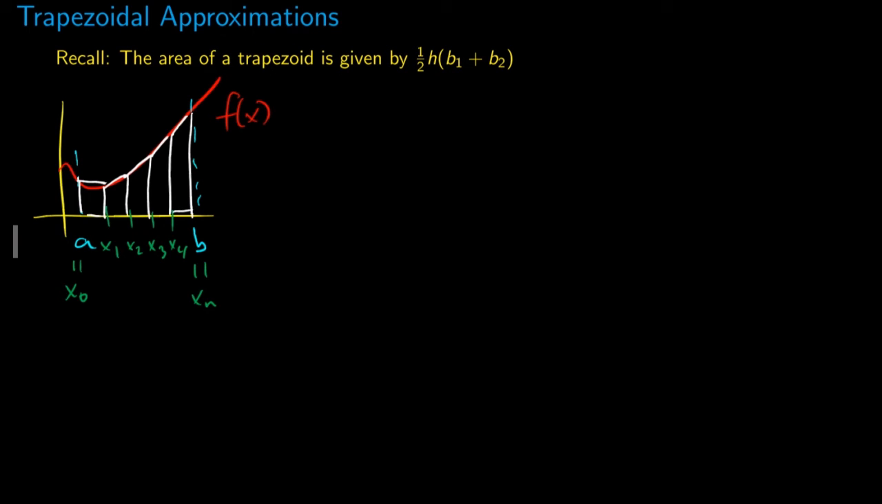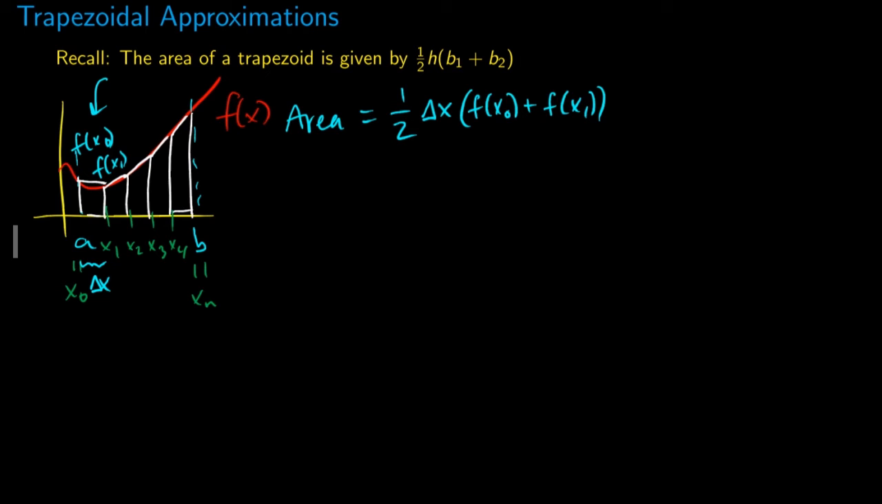So let's look at the area of this first trapezoid right here, all the way on the left. The height is going to be the distance between x0 and x1, which is just delta x. That's defined for us. Then our bases are going to be the function values. On the left here, it's f of x0, and on the right, we have f of x1. So the area for the first trapezoid is going to be 1/2 times the height, which is delta x, times the sum of f of x0 plus f of x1.